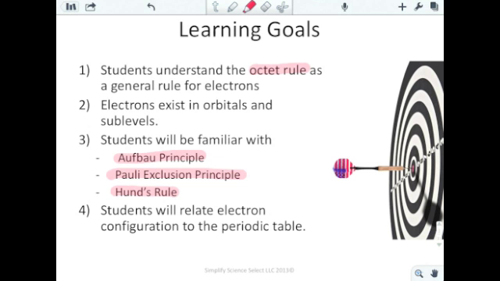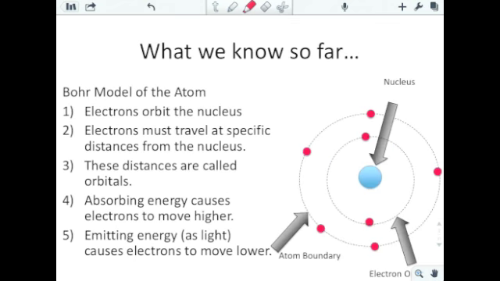Number 4 is students will relate electron configuration to the periodic table. So we're going to look and see how the periodic table helps us understand electron configuration, and how to write electron configuration from the periodic table. So let's dive into this.